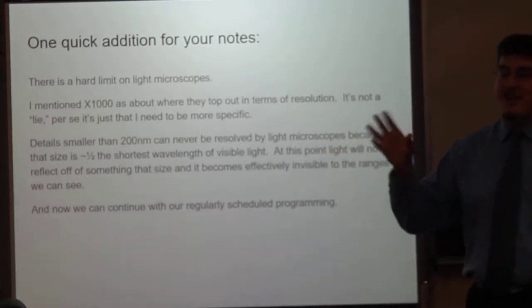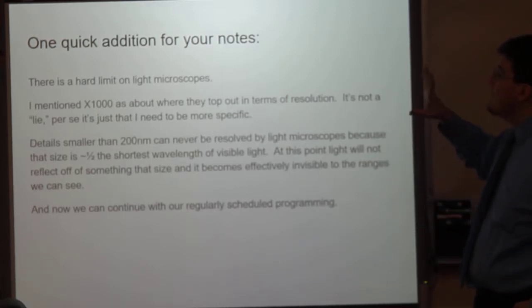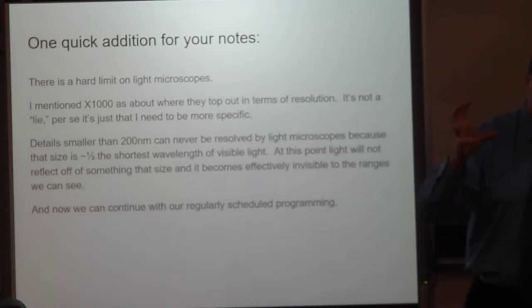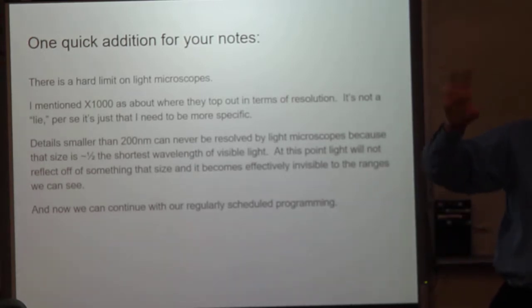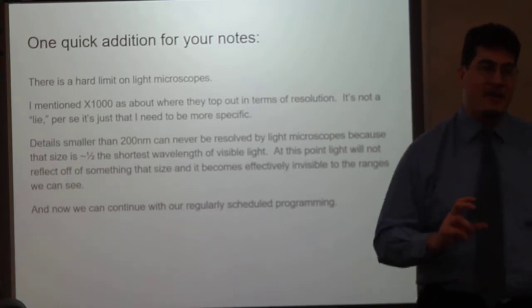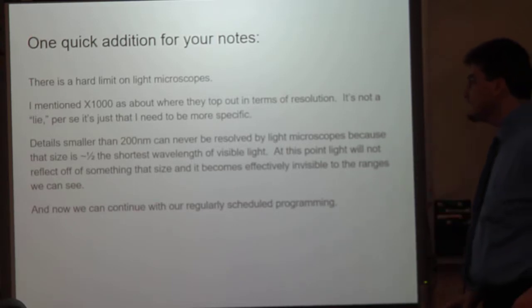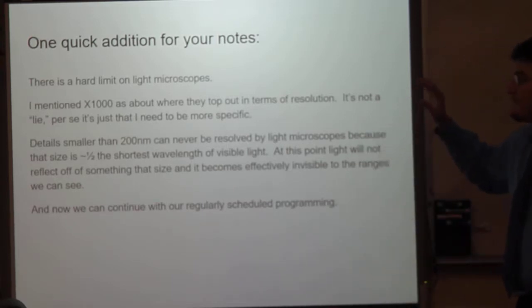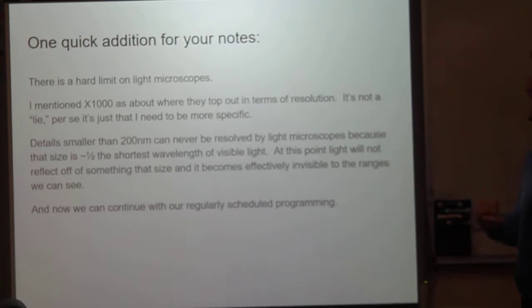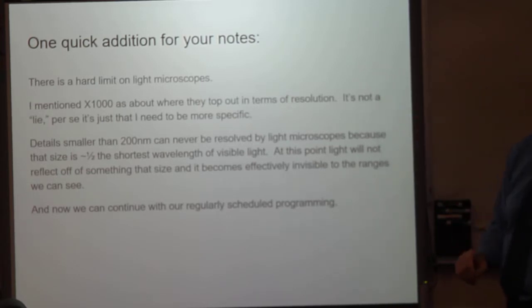Too large, you're not going to hit it. So the wavelength of light that you're using is just too large. It will pass right by that object that you're trying to see. You will never hit that thing. It will not bounce back. You will not detect that wavelength. You will see nothing. So smaller than 200 nanometers in diameter, you will see nothing. That is the limit of resolution of light microscopes.